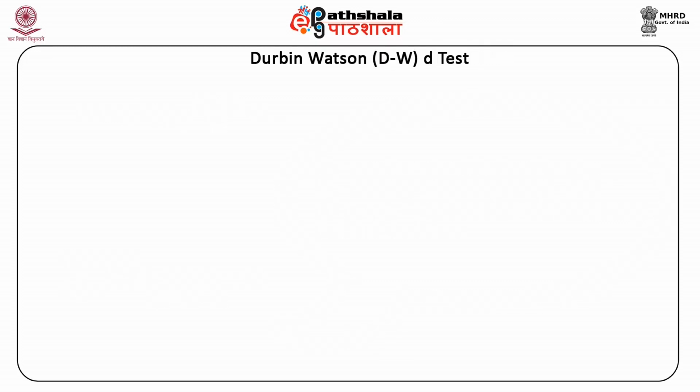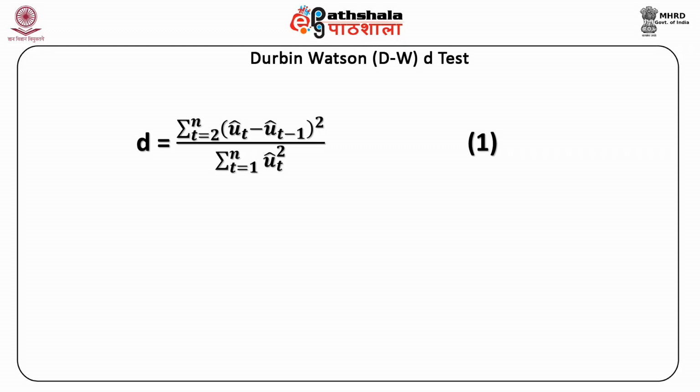Durbin-Watson, which is the DW or d-test. Durbin and Watson have defined the d statistic based on the estimated residuals of the regression. d is defined to be equal to the sum from t equals 2 to n of (mu t hat minus mu t minus 1 hat) whole square divided by the sum of mu t hat square, where the sum ranges from t equals 1 to n. This is our equation 1.